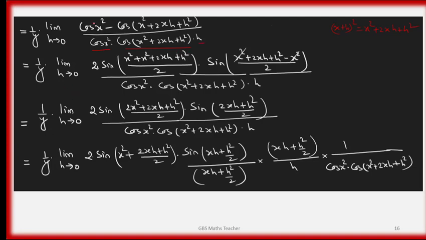Then in the numerator, we use the formula cos c minus cos d, which is 2 sine ((c+d)/2) times sine ((d-c)/2). That's why we use the formula: 1 by y limit as h tends to 0 of 2 sine of (c+d)/2 times sine of (d-c)/2 over cos x² times cos (x+h) whole squared times h.